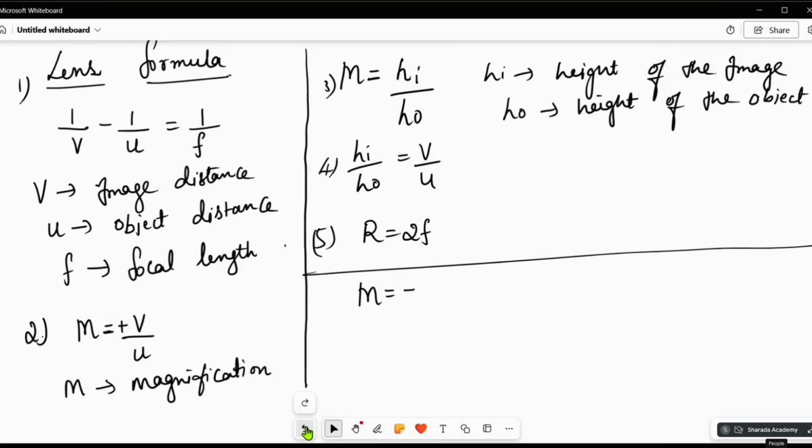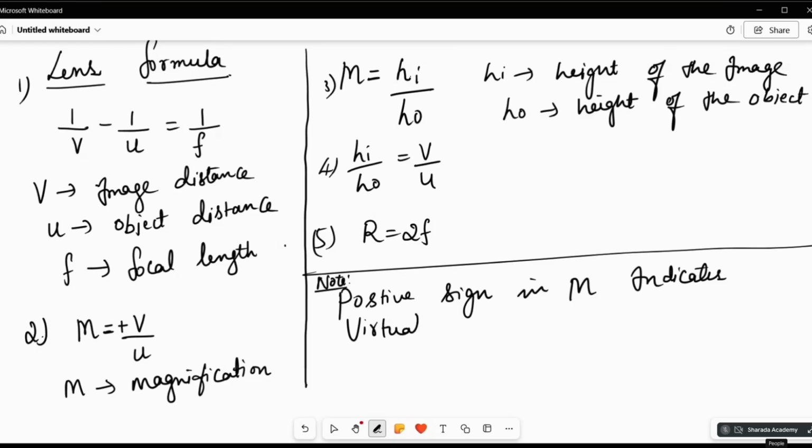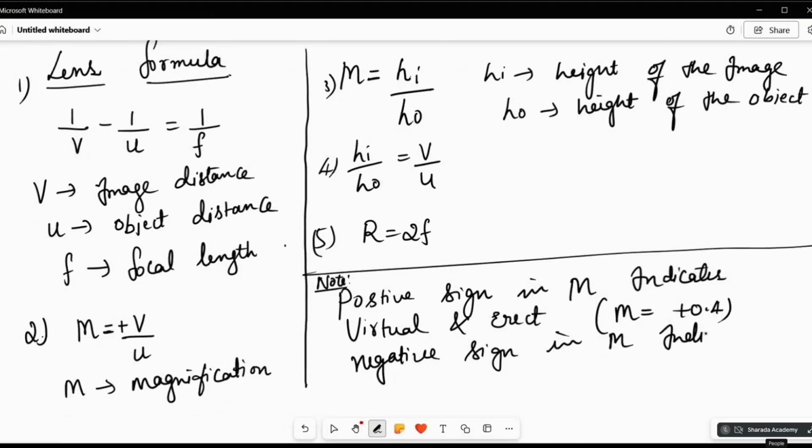Positive sign, write as a note. Positive sign indicates virtual and erect. If you want, write an example like this. Negative sign in M indicates real and inverted image.